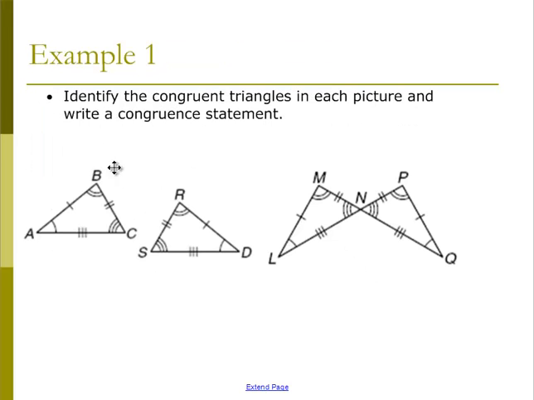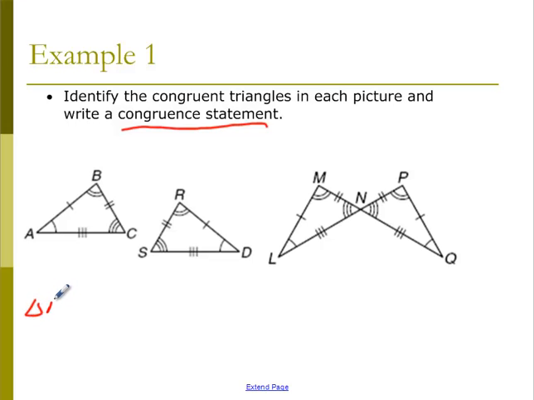Look at these two on the left, ABC and RSD are two congruent triangles. The reason I know they're congruent is every little part of them is congruent. We have an angle here that's congruent to this one here, angle here congruent to this one here, angle here congruent to here, and all three sides have matching marks as well. Now, what we have to do is write a congruent statement. There is a specific order.